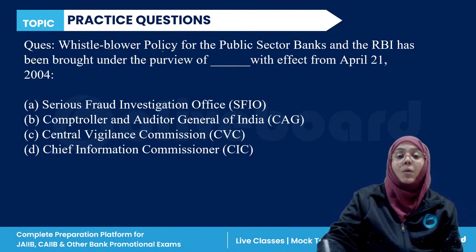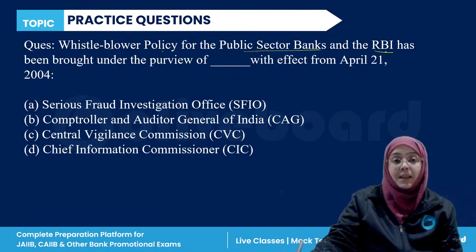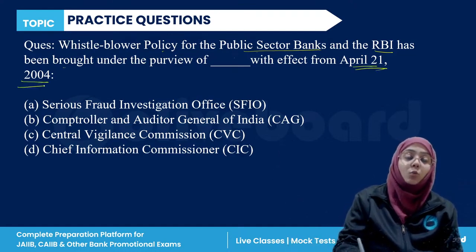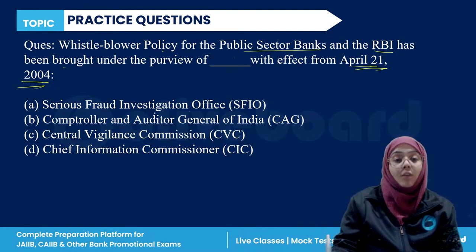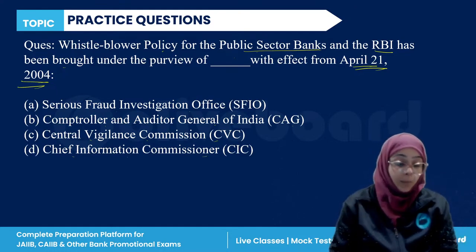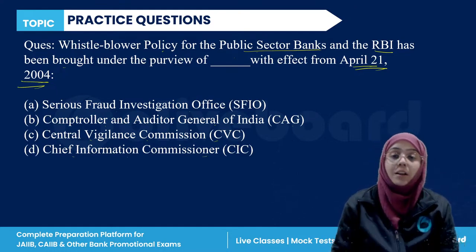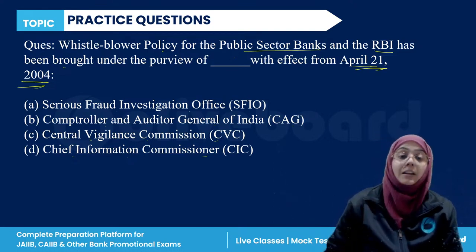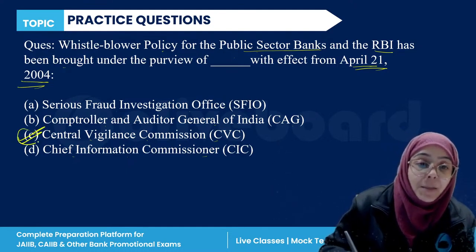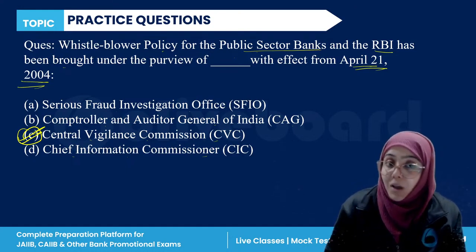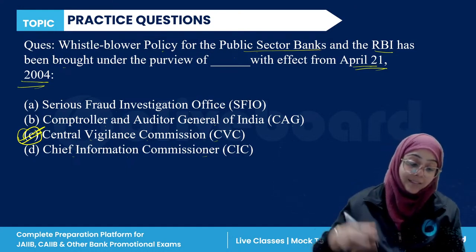Next, whistleblower policy for the public sector bank and RBI has been brought under the purview of Dash with effect from 21st April 2004. Serious Fraud Investigation Officer, Comptroller and Auditor General of India, Central Vigilance Commission, Chief Information Commissioner. Very easy. Whistleblower policy comes under what? It has been brought under the purview of Central Vigilance Commission. CVC is responsible for this whistleblower policy. So C is the correct answer.